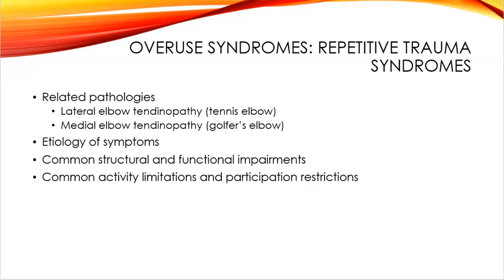Some common activity limitations and participation restrictions could include participation in activities such as racket sports, throwing, or golf, difficulty with repetitive forearm and wrist tasks such as sorting or assembling small parts, typing on a keyboard, using a computer mouse, and gripping activities such as using a hammer, turning a screwdriver, shuffling papers, or playing a percussion instrument.